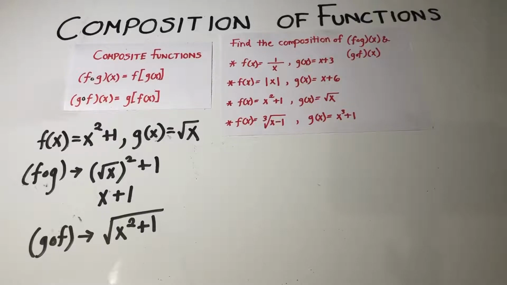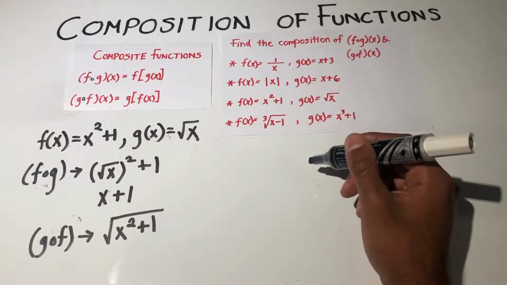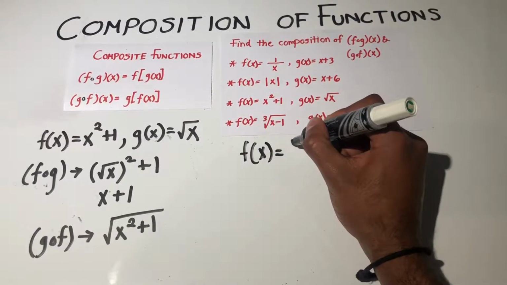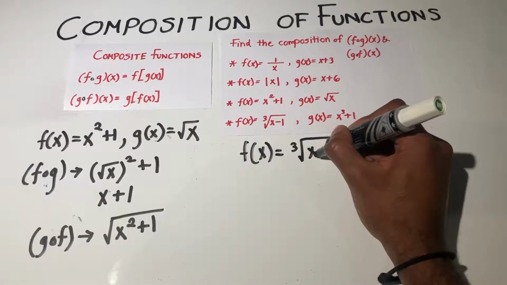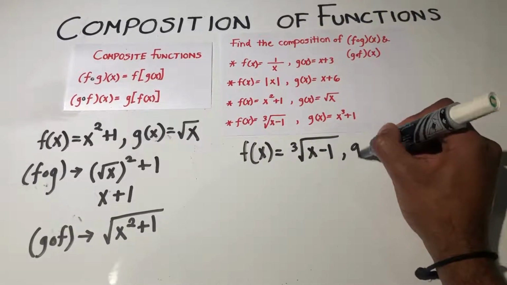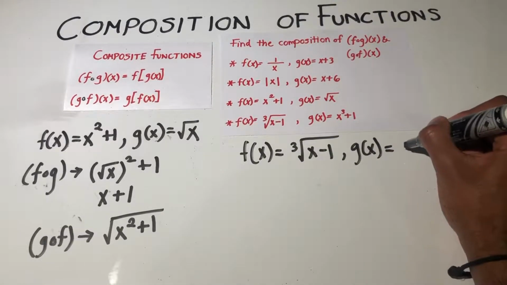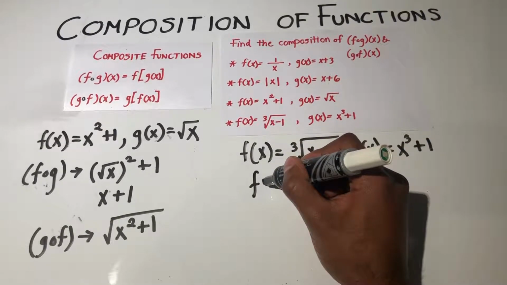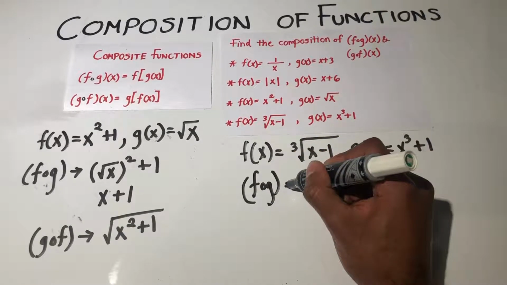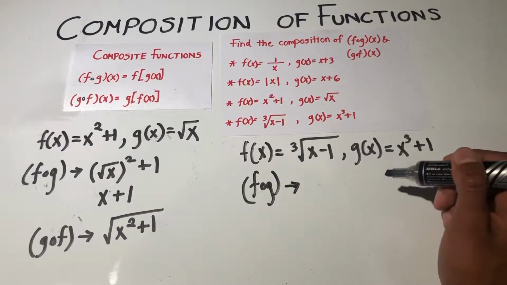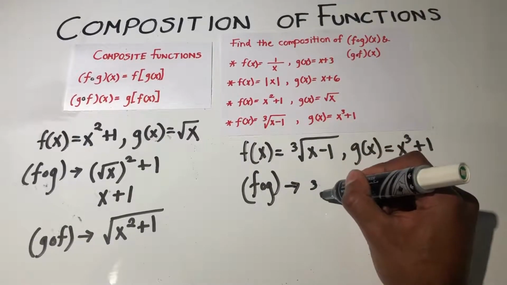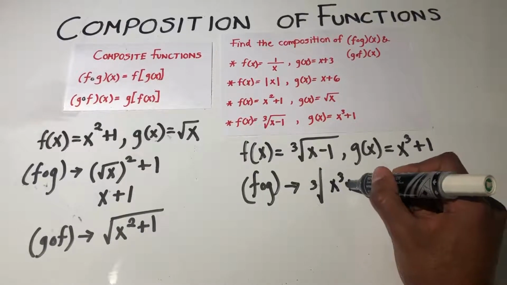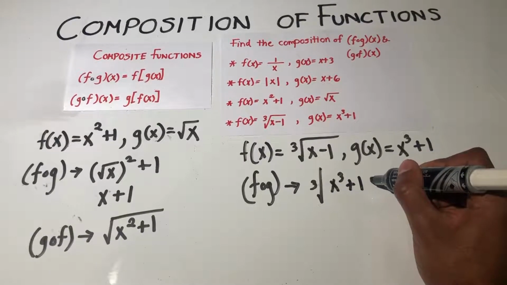Then for the last problem, we have f of x is equal to the cube root of x minus 1, and we have g of x is equal to x cubed plus 1. Taking g of x, putting it in for x in f of x, is going to give us the cube root of x cubed plus 1 minus 1.